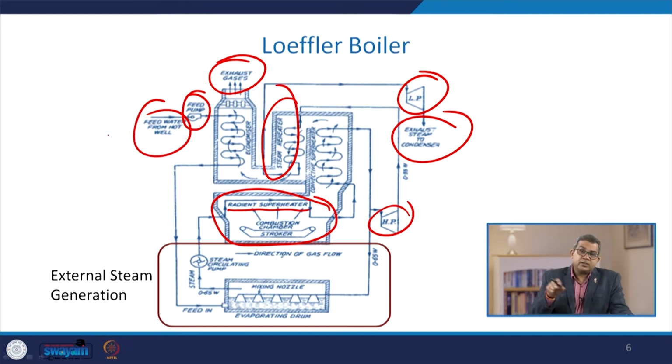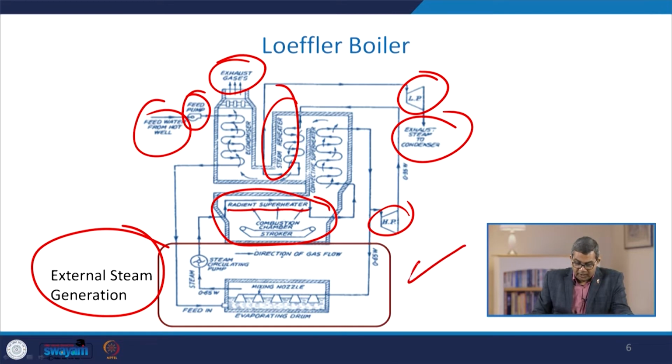So you see that the Loeffler, Benson and Lamont types of boilers are similar, but the basic difference is the external steam generation part. Here you have one evaporating drum supplying a continuous supply of feed. These are the mixing nozzles and here is the steam circulating pump. In this way you generate the steam externally and then supply it into the main boiler arena.